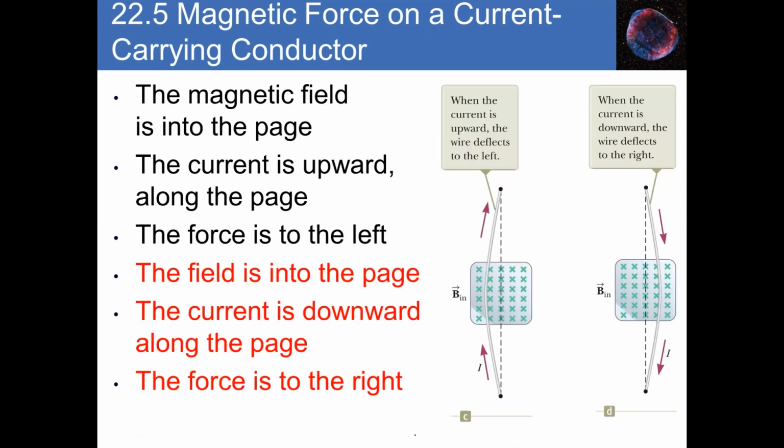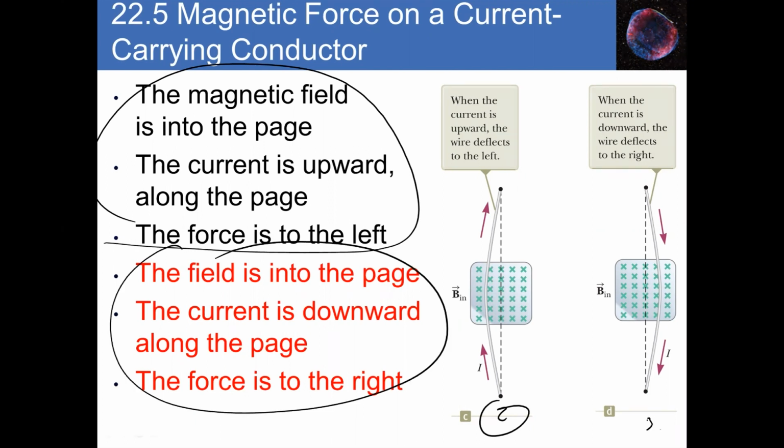All right, so magnetic field is into the page, the current is upward along the page, the force is to the left. Let me summarize that. The field is into the page. This is basically case 2, what I explained as case 2. That means magnetic field into the page, current upward, force to the left. The next one, case 3: magnetic field into the page, current down, the force to the right.